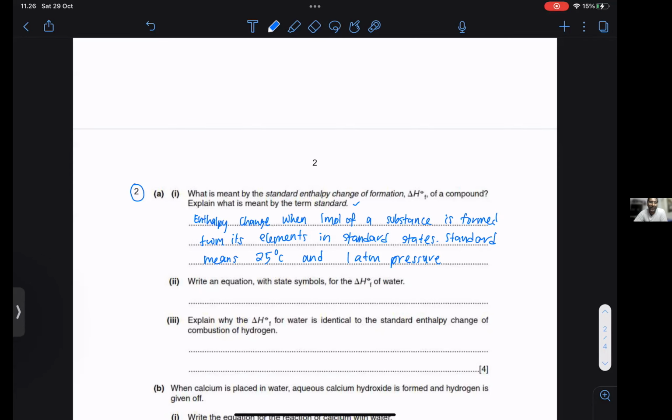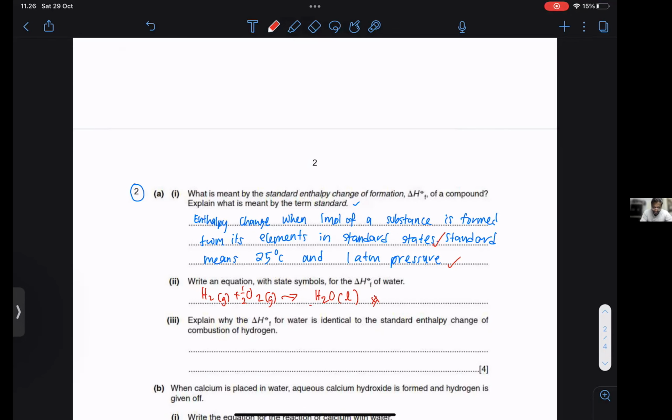Yes. So you need to mention 2 things. Okay, write an equation with the state symbols for the formation of water. Water is H2O, must be liquid state. H2 plus O2, H2 must be gas, O2 must be gas. So you have 1 mole over here. If you have a different value or a different answer than this, your answer will be wrong. Please take note of that.